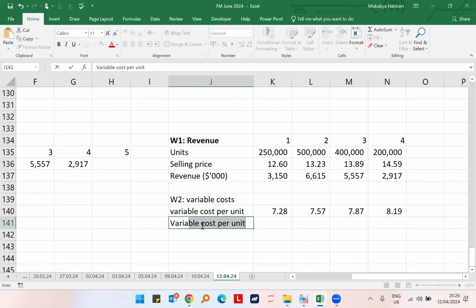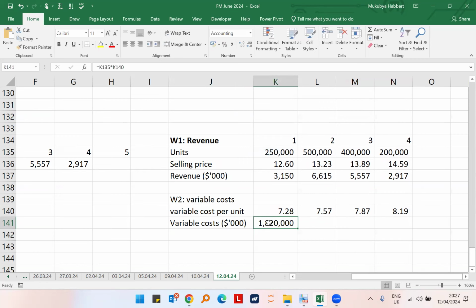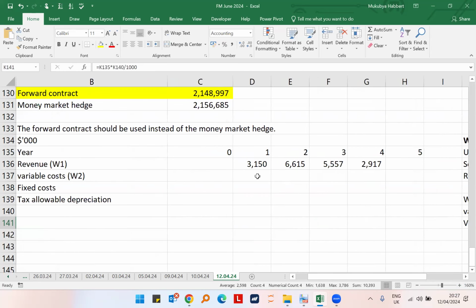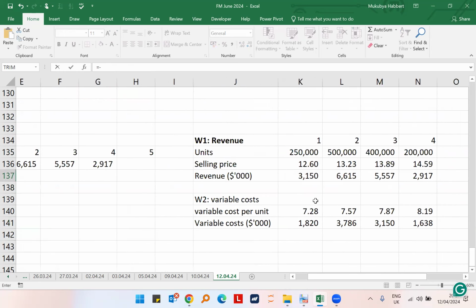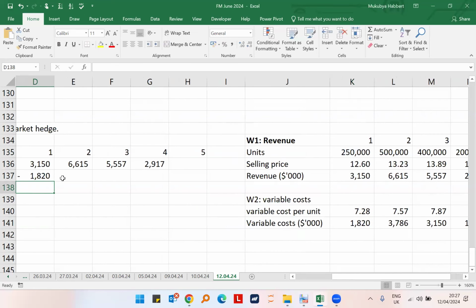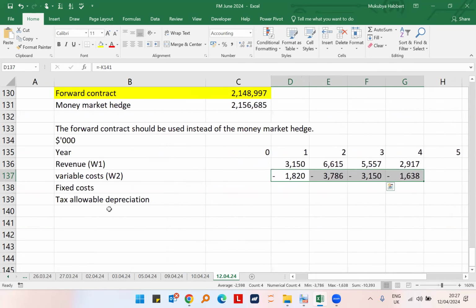Then now we can have variable costs in thousands of dollars, which means that we are multiplying the units by the variable cost per unit. But we divide by 1,000 because we want it to be in thousands. So that gives us 1,820 and those amounts. So you can come here and bring the costs. Okay, those are variable costs.